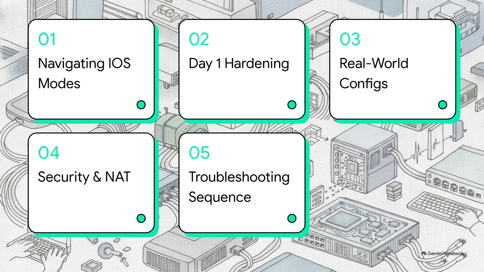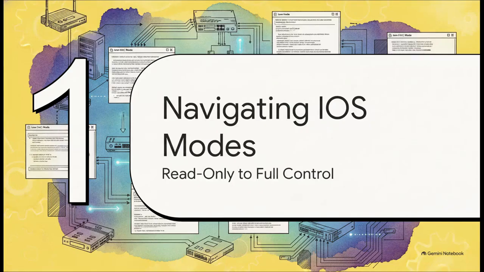We're essentially looking at a day-in-the-life journey here. We'll start with navigating Cisco IOS modes, then move right into day one device hardening, deploying real-world configurations, managing security and NAT, and finally we'll wrap the whole shebang up with the golden troubleshooting sequence. Let's get to it. Section 1. Navigating Cisco IOS modes, from read-only to full control.